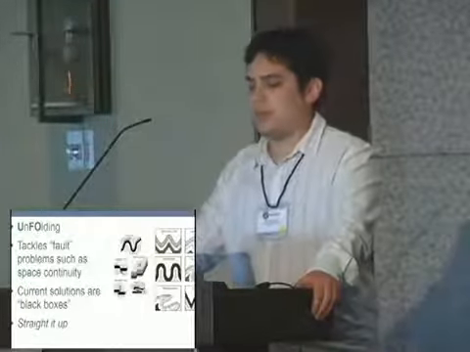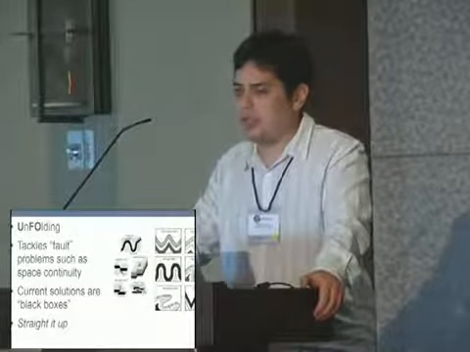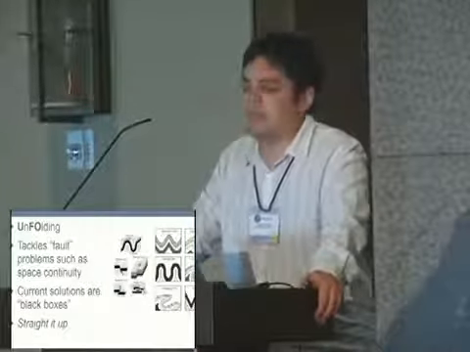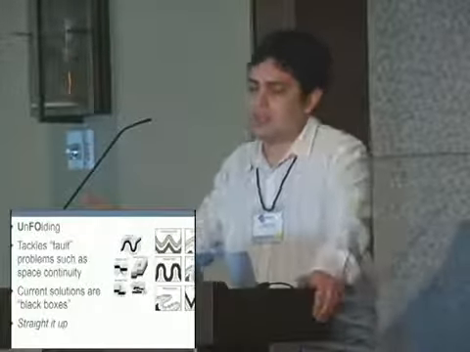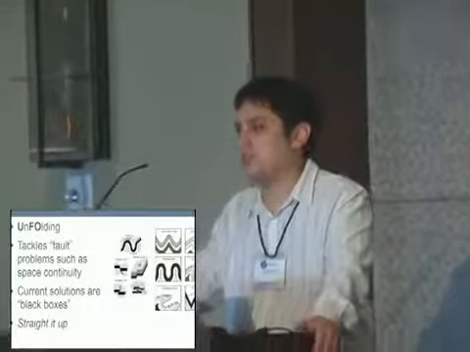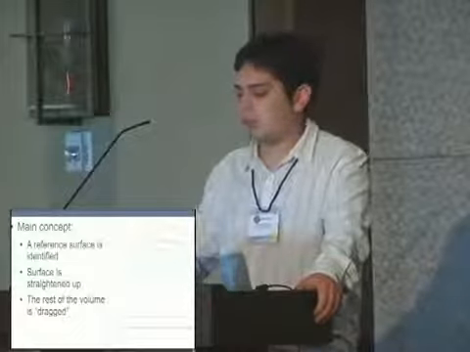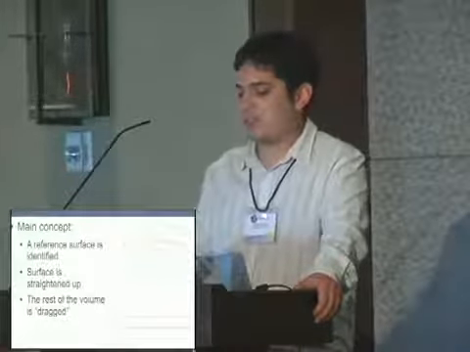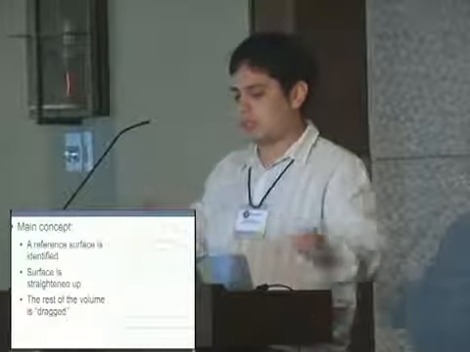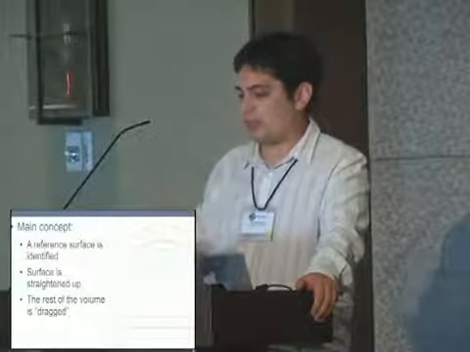So a company came to us having this problem and said, well, there are solutions, but the tools that we have are very black box. So they came to us, and we came with this idea: okay, we'll take the model and straighten it up. How did we straighten up the volume? What you see on screen is a crosscut of the model in the upper right picture. We select a reference surface, we straighten up that surface, and based on that, we drag the rest of the volume concordant to the straightened surface.